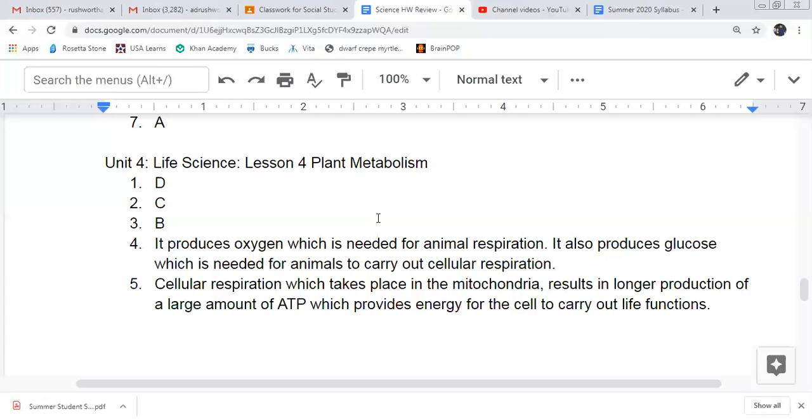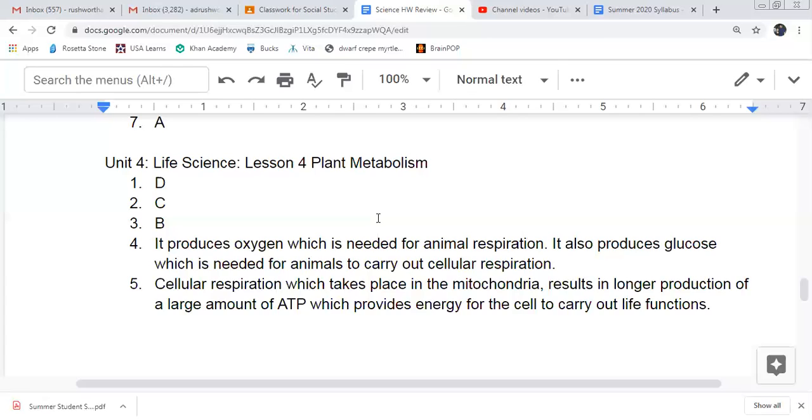All right, number 4, why is photosynthesis important to animals? Not only is it important to animals, it's important to us as well. It produces oxygen, which is needed for animal respiration. It also produces glucose, which is needed for animals to carry out cellular respiration. So without photosynthesis, they wouldn't have the oxygen to breathe or the glucose to absorb to survive.